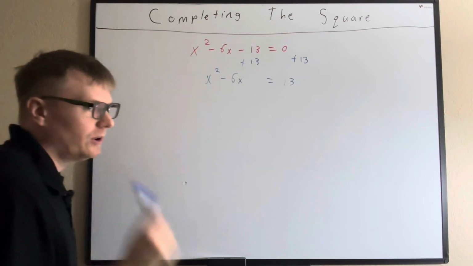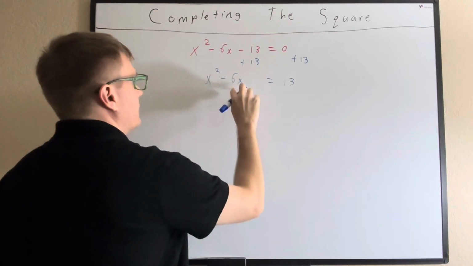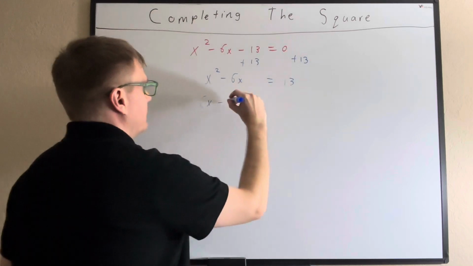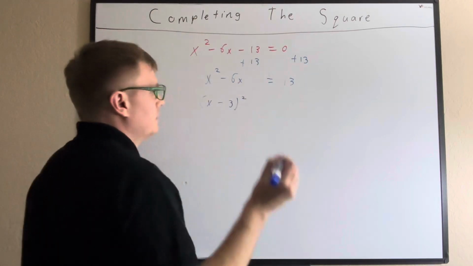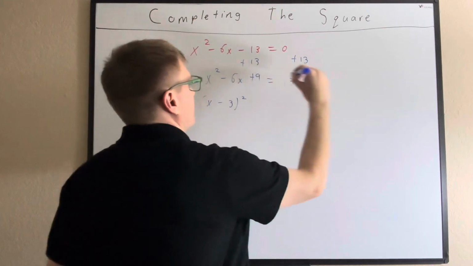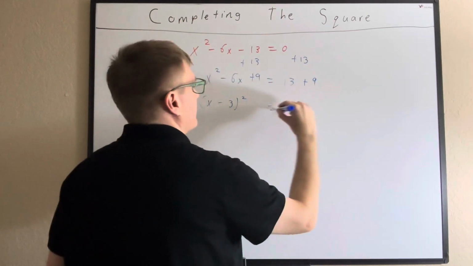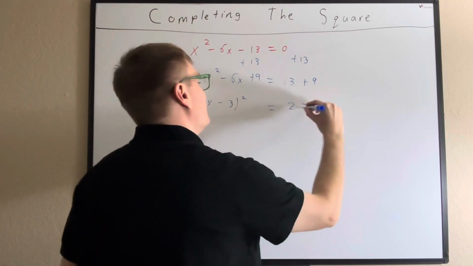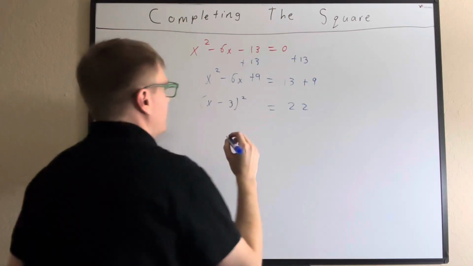What do we need? We need 1/2 b. What's 1/2 of b? Well, b is 6, right? So it's just 3. What's 3 squared? 9. 13 plus 9, 22? Yeah, 22. Okay, cool.